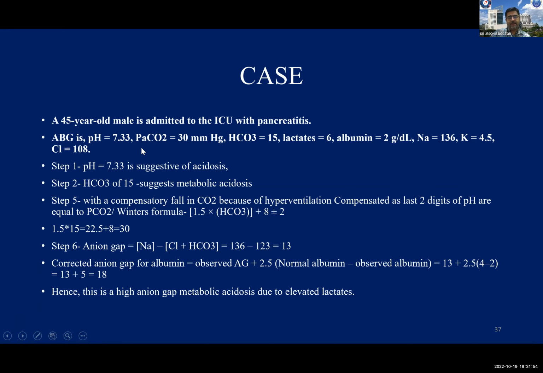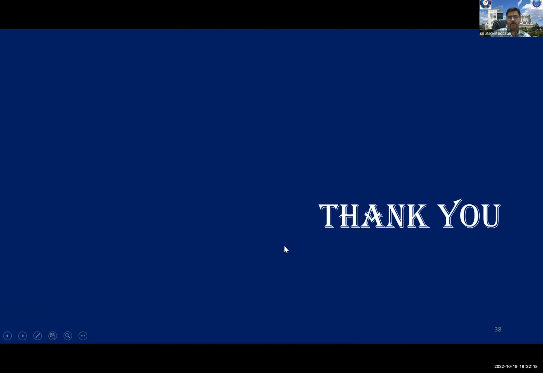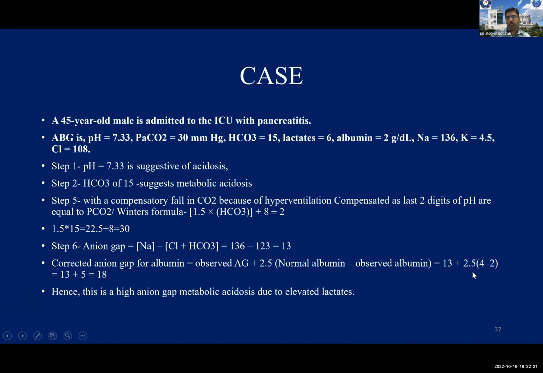Then you move on to the anion gap, whether it is high anion gap or normal anion gap. So you add the sodium and chloride and bicarbonate, and you find out that the anion gap is elevated, 13, which is more than 12. But here again, the albumin correction: 4 minus 2 is 2 multiplied by 2.5, which is 5, and you add that to 13. So that gives you 13 plus 5 and makes it 18. So this is high anion gap metabolic acidosis.